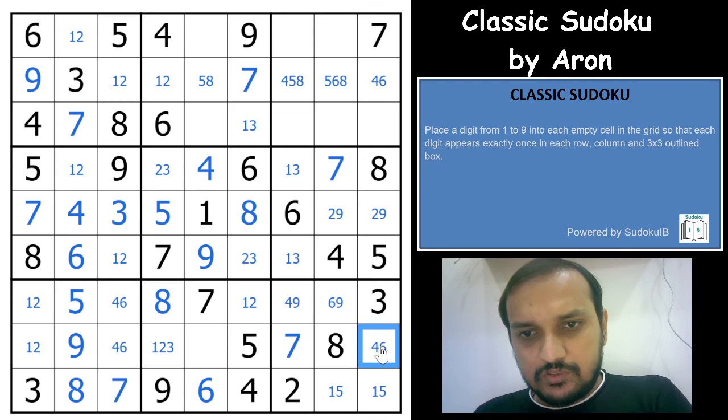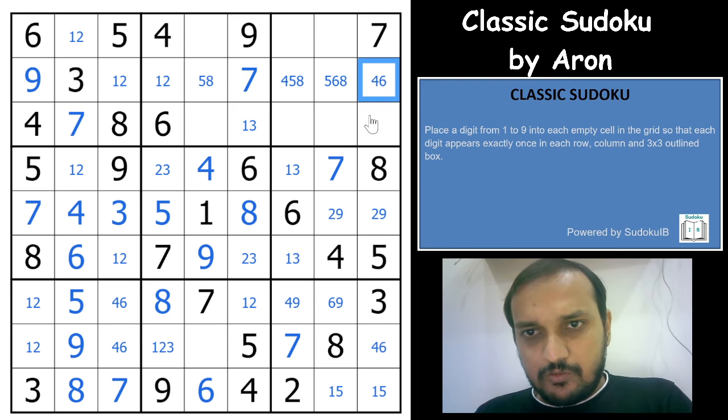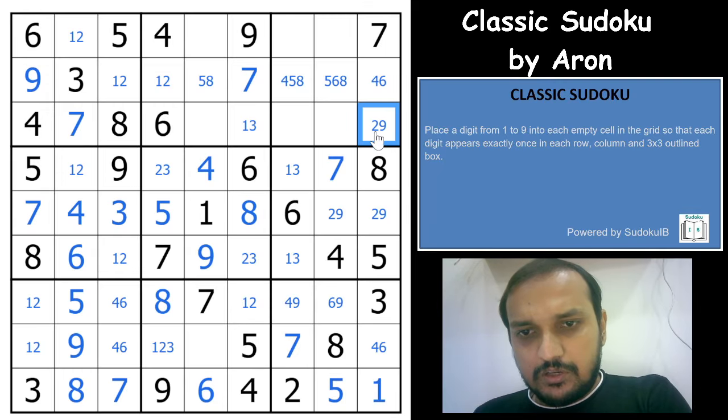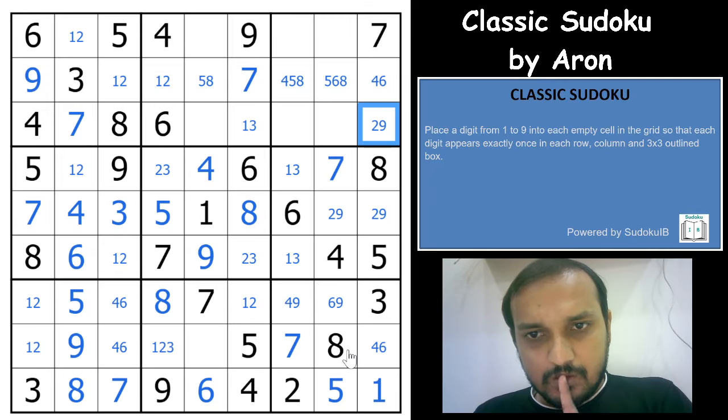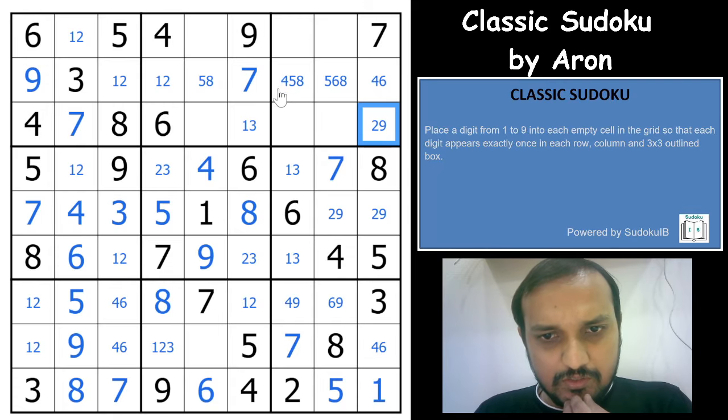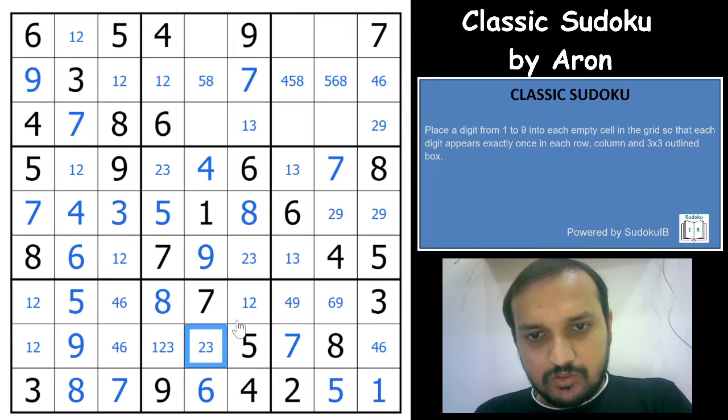This is 4 and a 6 in any order. You have a 4 6 pair, 1 2 5 and 9. This is 5, so this has to be 1 5. This is nothing but a 2 9 pair. And do we get anything else? This is a 2 3. You have 1 2 3 here, so this is 3.